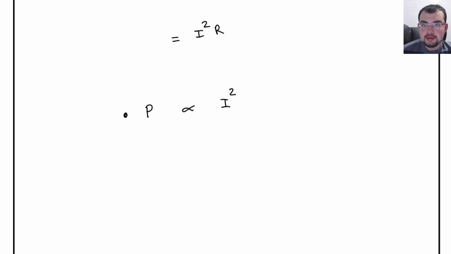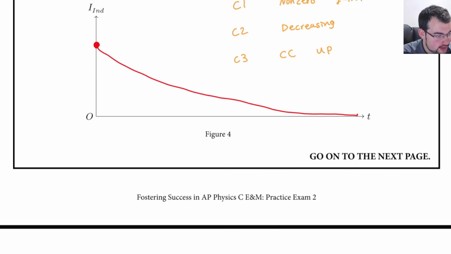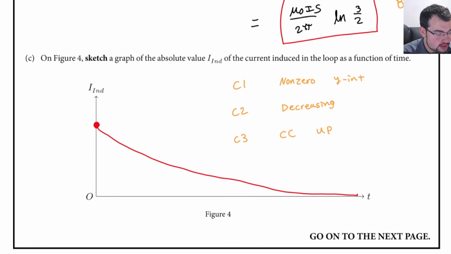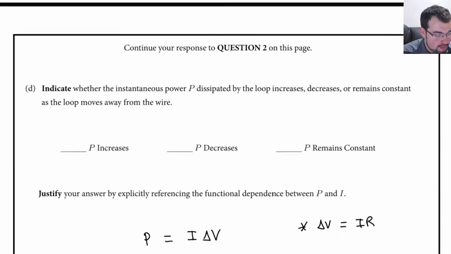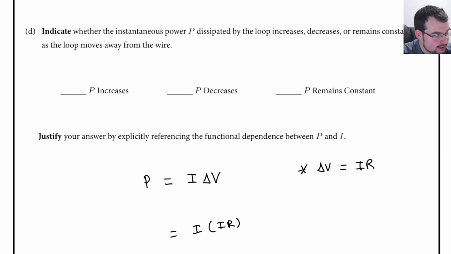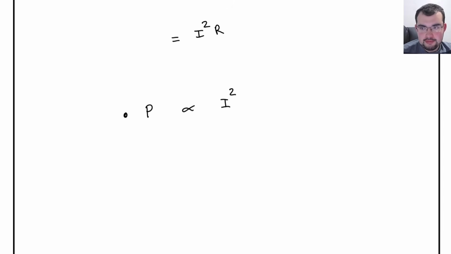Well, that means that power and current should be behaving the same way. So, since our induced current in the loop is decreasing over time, our power dissipated by the loop must also decrease with time. So we have power is proportional to I squared. So since I decreases over time, power must also decrease.